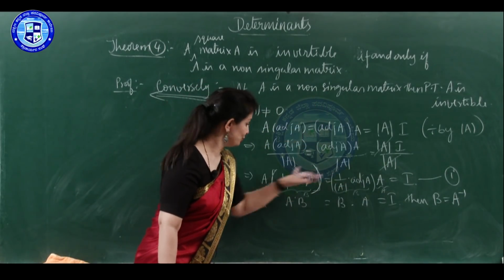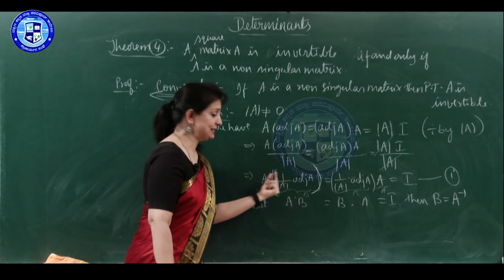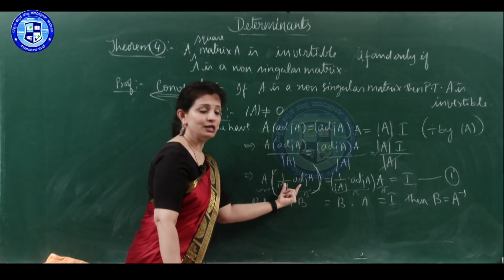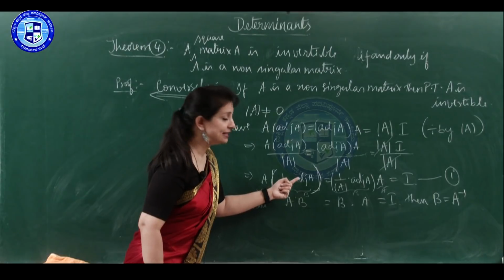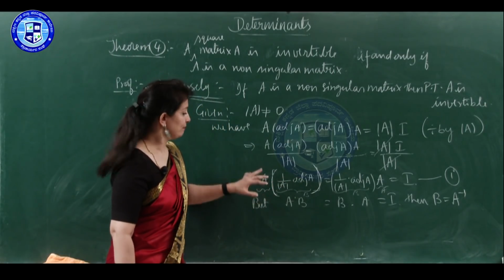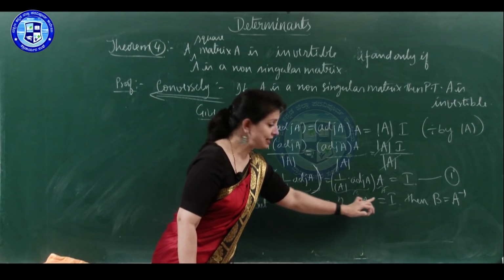In this way, if the product of two matrices gives I, then one is the inverse of the other. So, what is the value of A inverse here? A inverse is equal to 1 by determinant A into adjoint A.